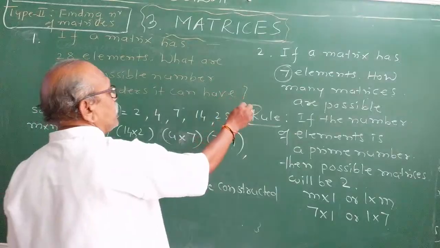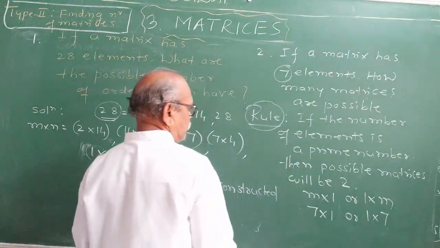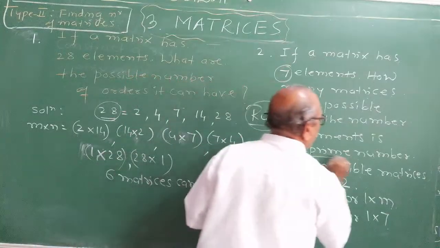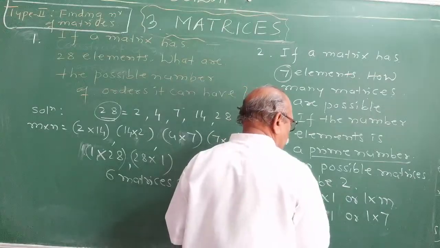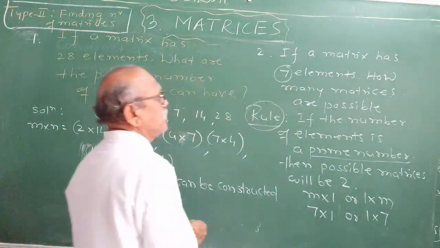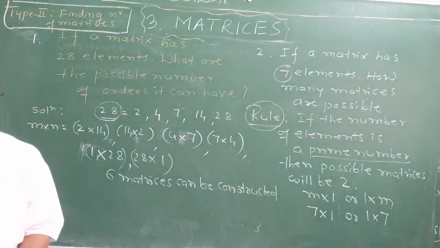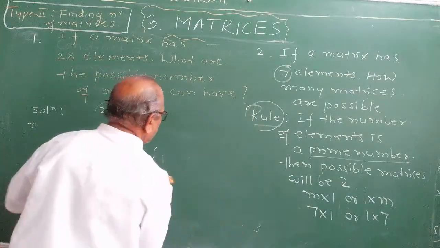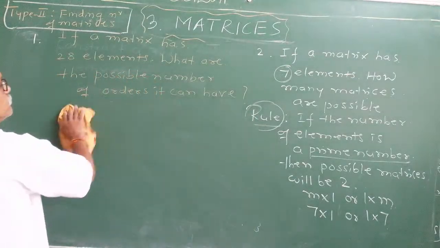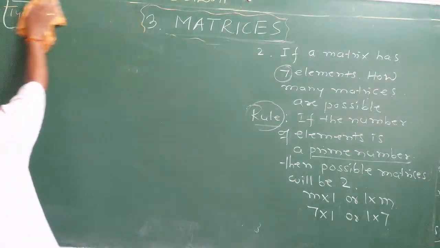You remember this very important rule. If the number of elements is a prime number, then possible matrices will be only 2. One is 7 by 1, another one is 1 by 7. Remember this fact easily and correctly, so that you can understand how to find out the number of matrices, right? Okay. So that is the second type.